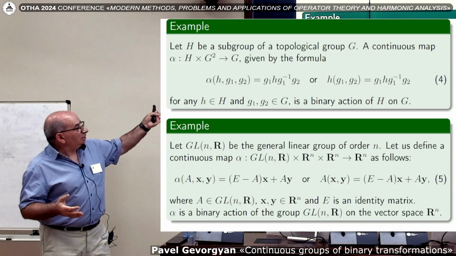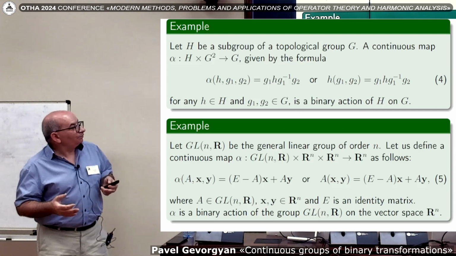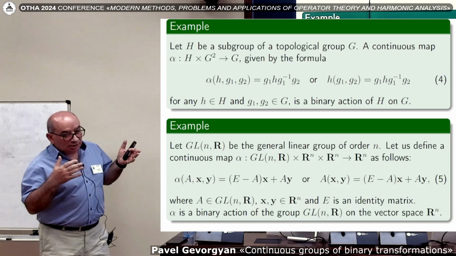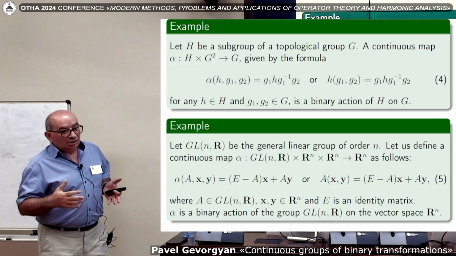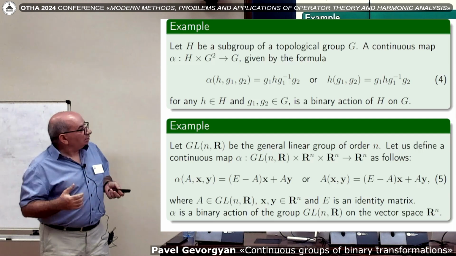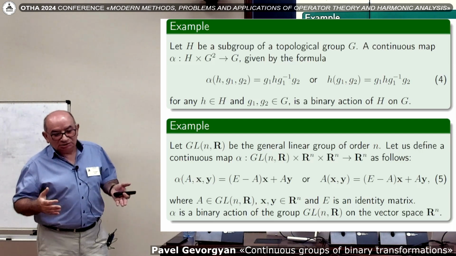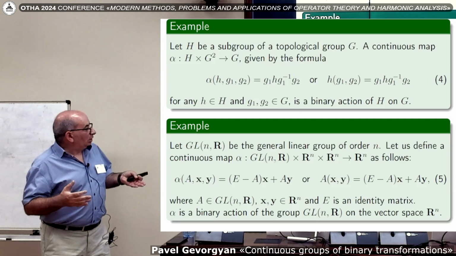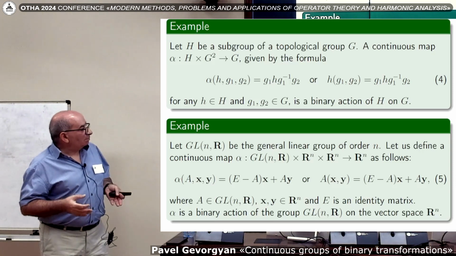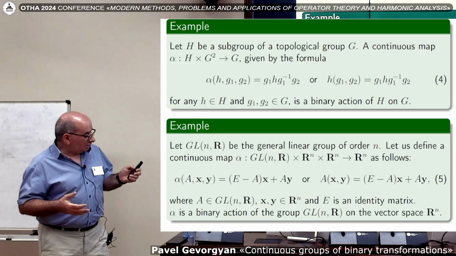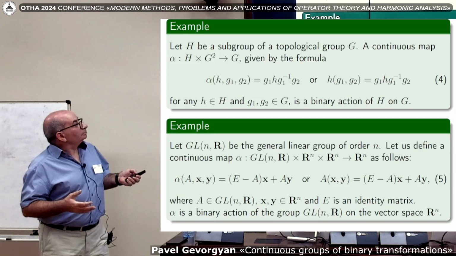And the second example: let's consider the general linear group of order n and the vector space R^n. Let's define a continuous map alpha from this group cross (R^n) squared to R^n by formula 5. It is not difficult to prove that alpha is a binary action of the general linear group on the vector space R^n.